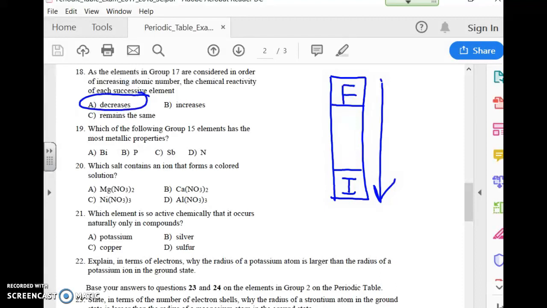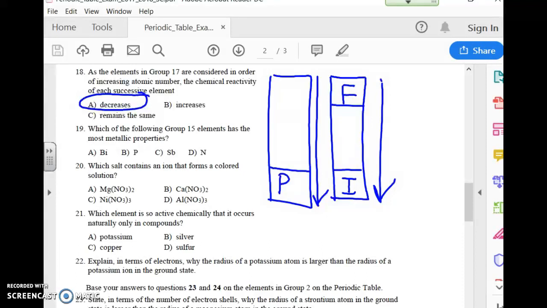Which of the following group 15 elements has the most metallic properties? Well, guys, keep this in mind that as you go down a group, you always get more and more metallic. So it's really asking which of them is farthest down. Well, it's bismuth. You know that phosphorus and nitrogen are both nonmetals. They're non-metallic. Antimony, Sb, is a metalloid. Bismuth is in the metal area, so that's got to be the most metallic. Many ways to reason it.